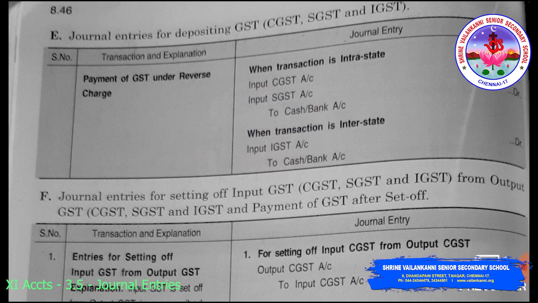So in this case, when the transaction is intrastate, you have input CGST, input SGST account debit to cash or bank account. When the transaction is interstate, then input IGST account debit to cash or bank account.